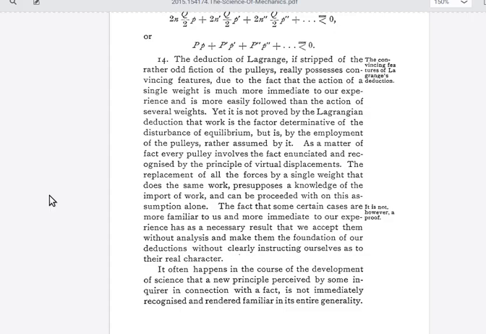As a matter of fact, every pulley involves the fact enunciated and recognized by the principle of virtual displacements. The replacement of all the forces by a single weight that does the same work presupposes a knowledge of the import of work and can be proceeded with on this assumption alone. The fact that some certain cases are more familiar to us and more immediate to our experience has as a necessary result that we accept them without analysis and make them the foundation of our deductions, without clearly instructing ourselves as to their real character.